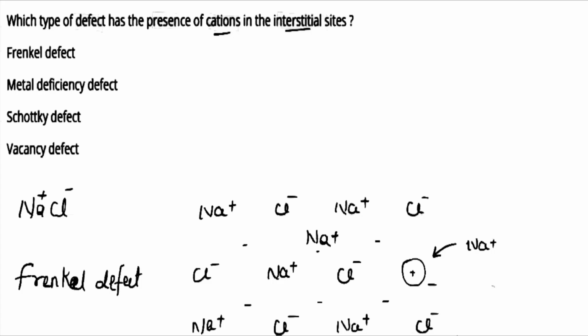This is a simple theory based question. This defect is called Frenkel defect. So which option is correct? Option A. Option B is wrong. Option C is also wrong. D is also incorrect. Only correct option is option number A. Frenkel defect is the correct answer. Thanks.